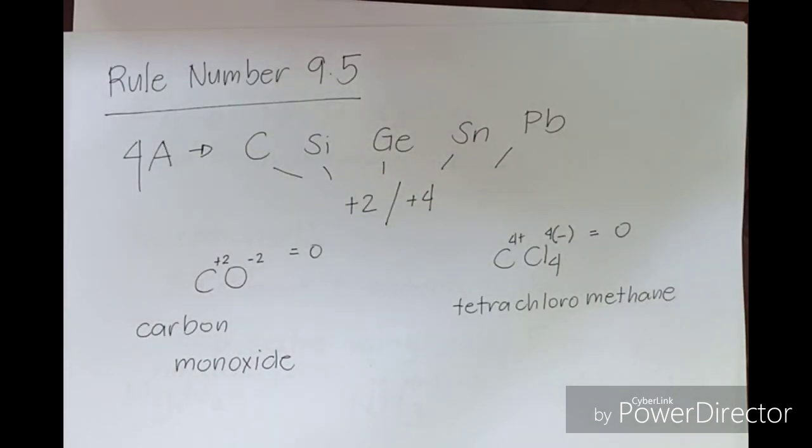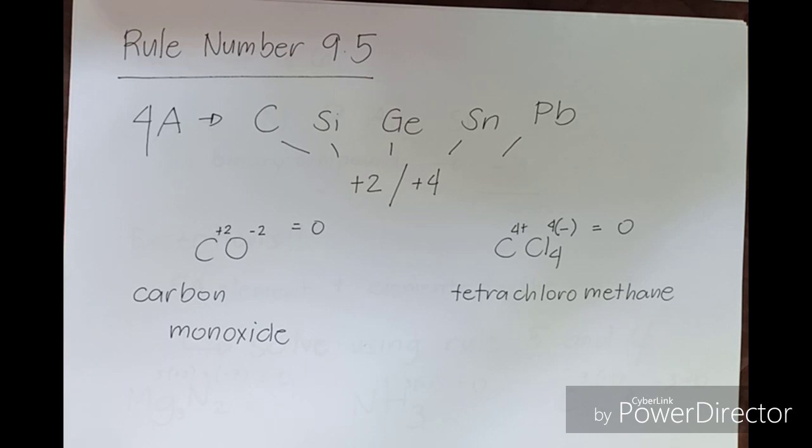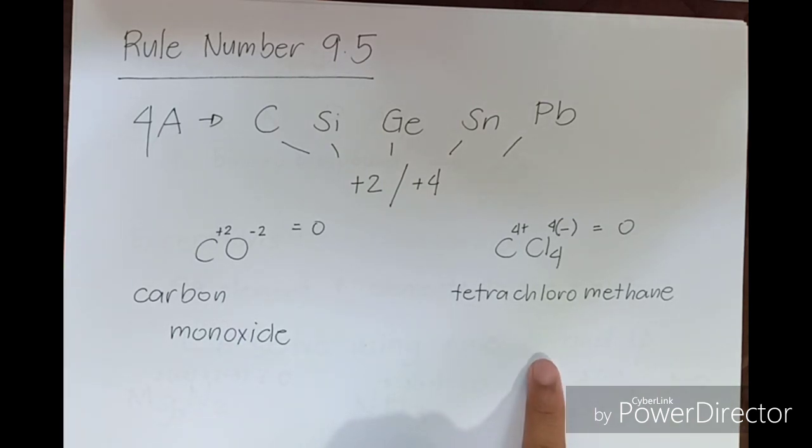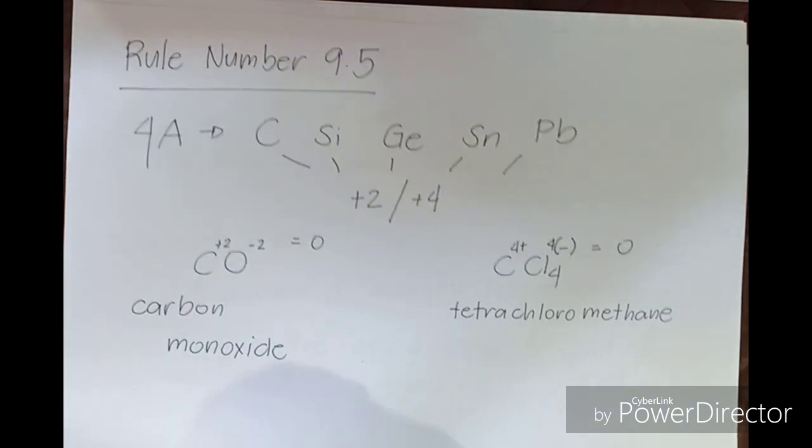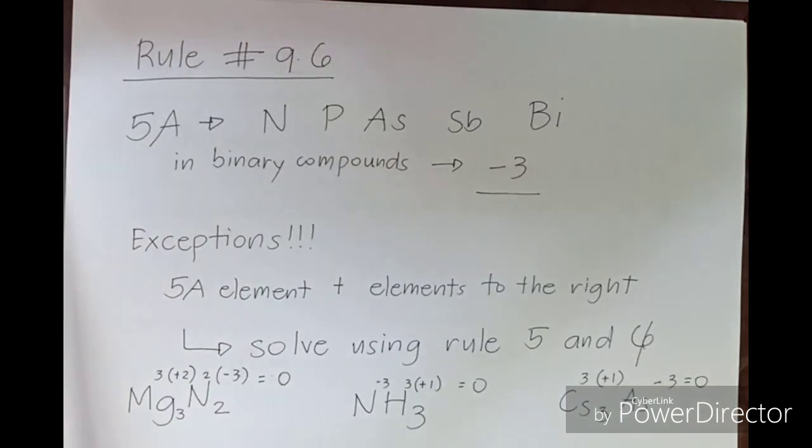Here's where it gets tricky. For group 4A, elements can have either +2 or +4 oxidation states. For example, carbon has +2 in carbon monoxide, while in tetrachloromethane, carbon has +4. It depends on what the element is paired with.